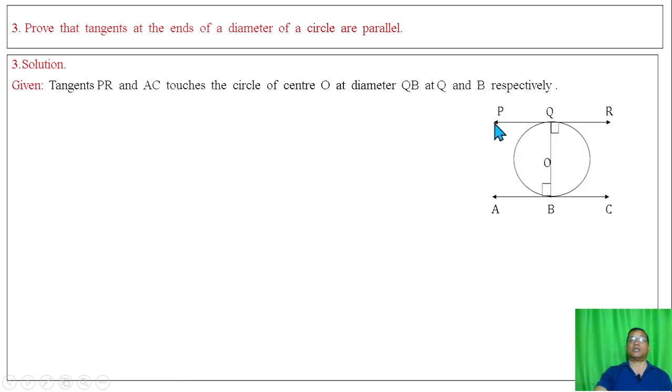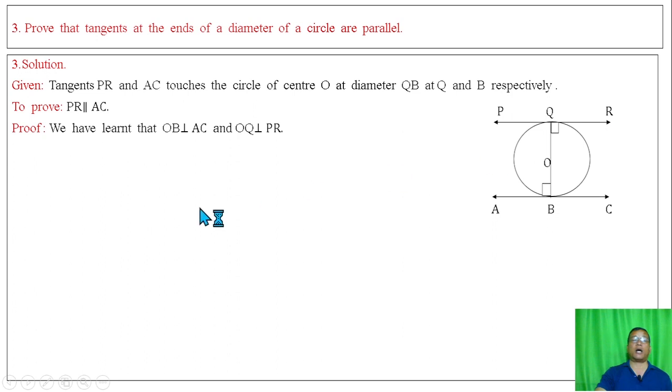Tangents PR and AC touch the circle of center O at the diameter QB at Q and B respectively. To prove PR is parallel to AC. Proof: we have learned that OB is perpendicular to AC and OQ is perpendicular to PR.